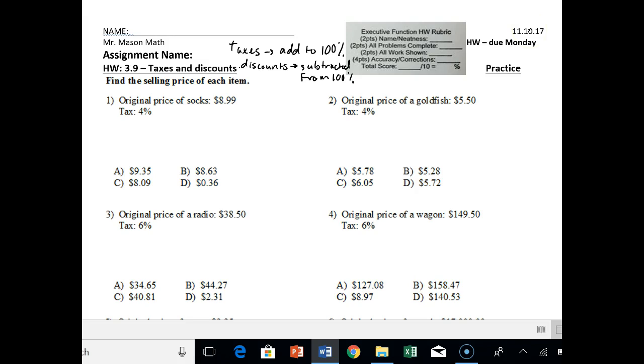So here we go. The original price of socks is $8.99, but there's a 4% sales tax on it. So take that 100%. That would be the $8.99. We add 4 to it. That means we are paying 104% of the price. So what are we multiplying? We're multiplying $8.99 times 104 as a decimal, which is 1.04. Notice we're multiplying, we're not adding. Yes, you're allowed to use a calculator, but you still have to show your work like I have. So when I do this, I'm going to get a long decimal of $9.3496. So you're going to round to the nearest cent, and obviously that's $9.35.